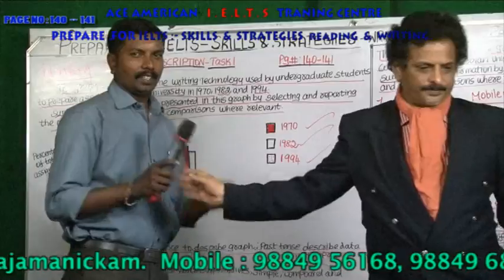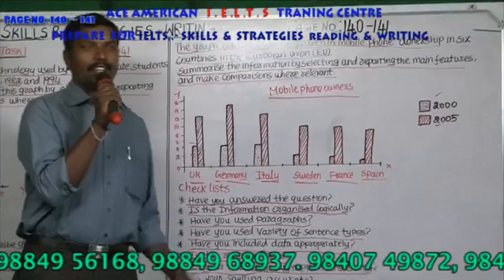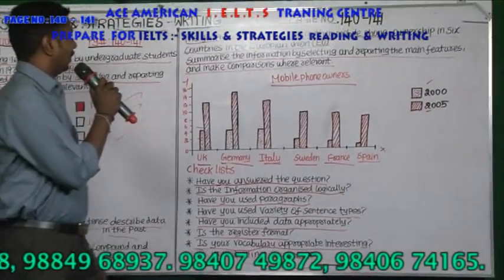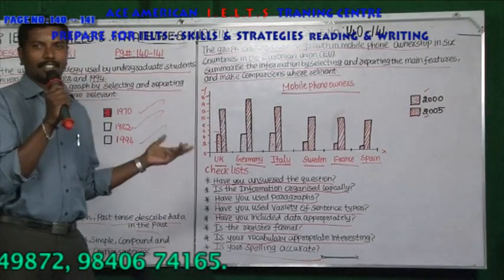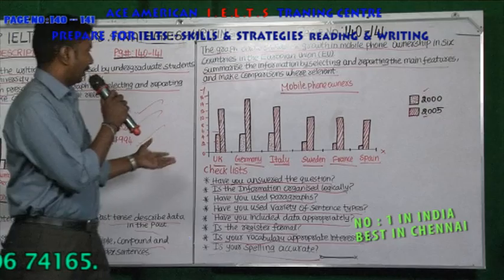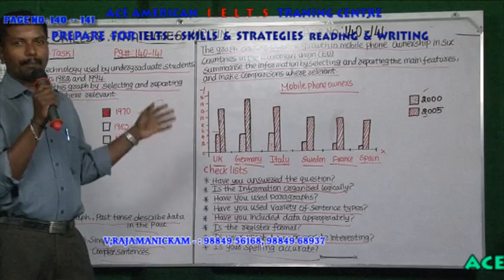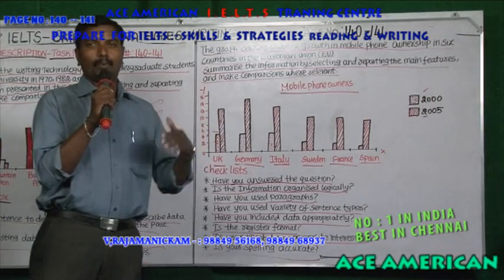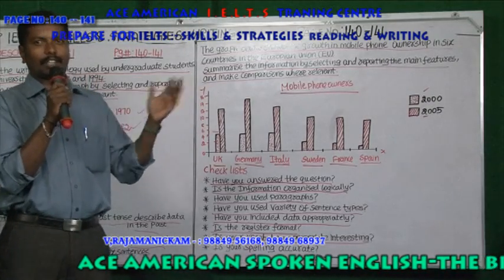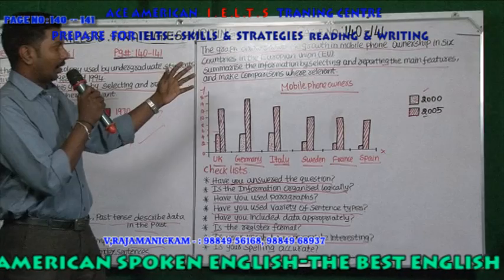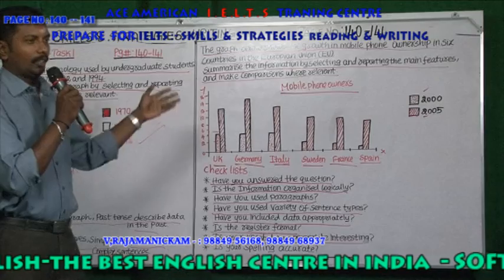Good evening, everybody. I am Salva Kumar. Next month I will go to London for the IELTS examination, in February. The growth of mobile owners in European countries is a comparison of 6 countries: UK, Germany, Italy, Sweden, France, and Spain. It compares 2000 and 2005, how many people improved their knowledge and advanced technologies in mobile ownership, how many in 2000 and how many in 2005.